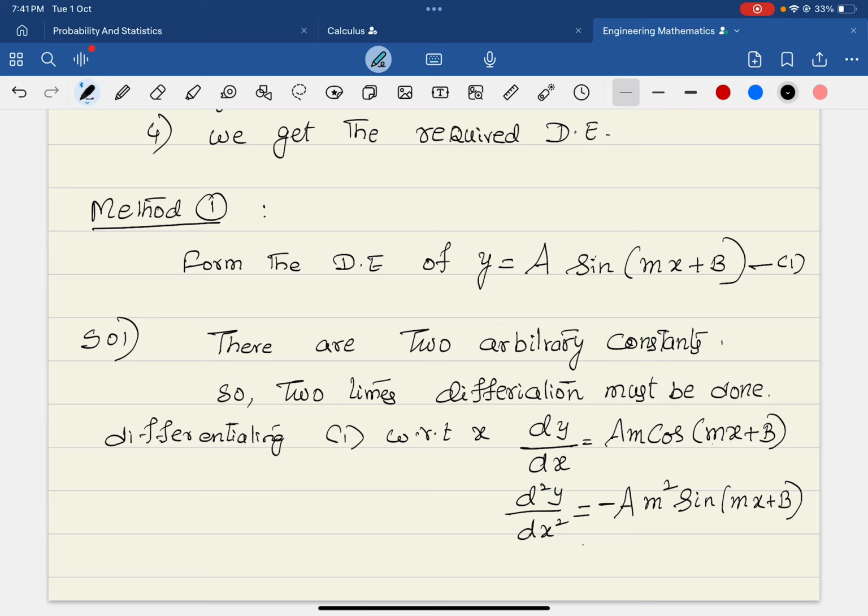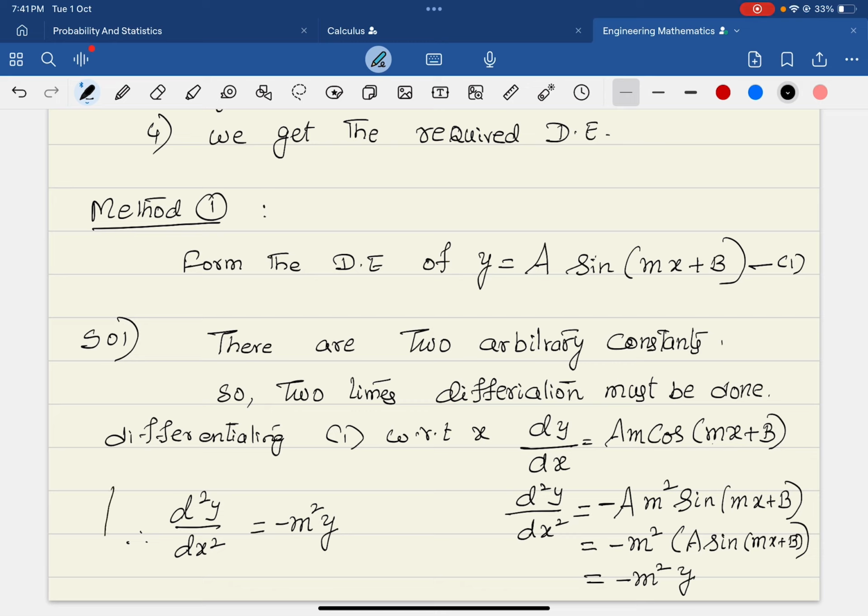So now if you observe, this whole thing can also be written as minus m square times of a sine of mx plus b. Now what is the sine of mx plus b? It is nothing but your original function y. So therefore what is the required differential equation? d square y by dx square is equal to minus m square y is the differential equation.